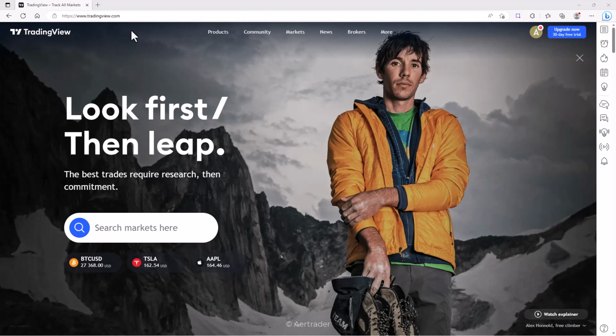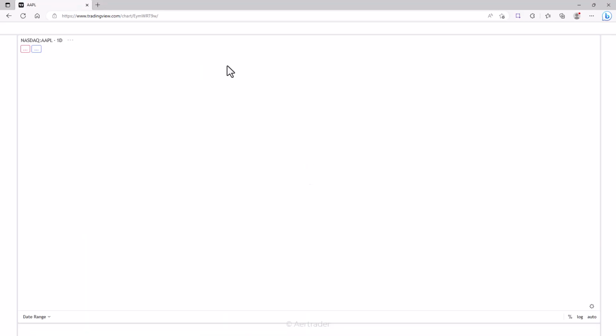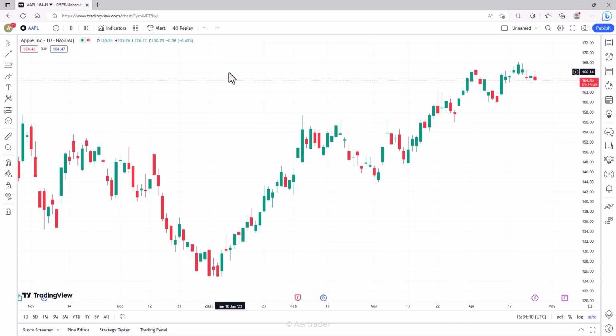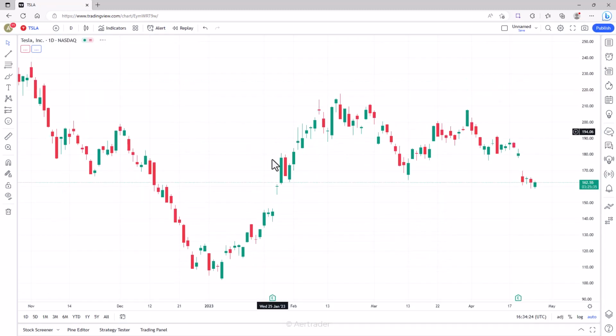Let's take a quick look at a candlestick chart to see what it looks like. If you're wondering what app I'm using, it's TradingView. Here we have a candlestick chart of Apple. Let's click on the symbol button to change the symbol. Let's enter the symbol TSLA for Tesla. Here we have a daily candlestick chart of Tesla.